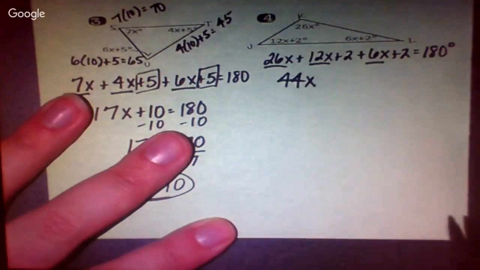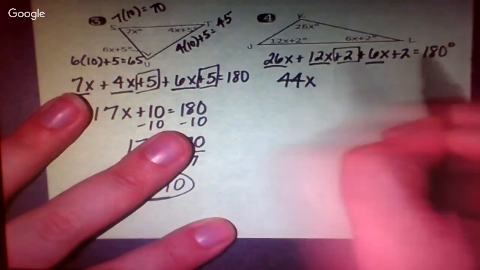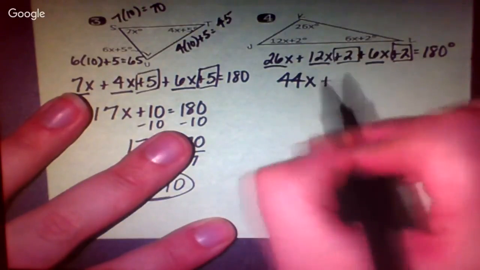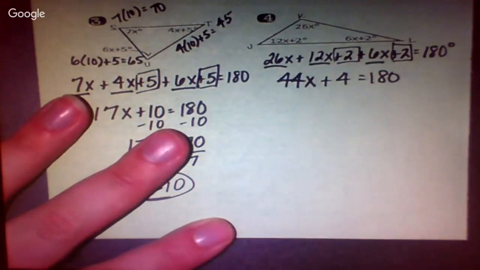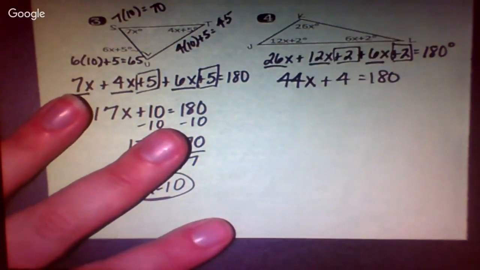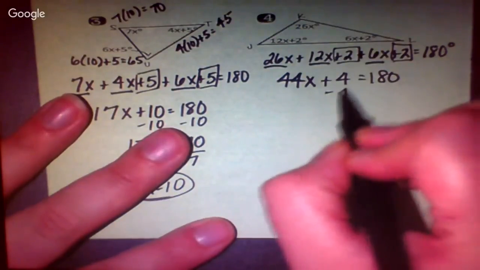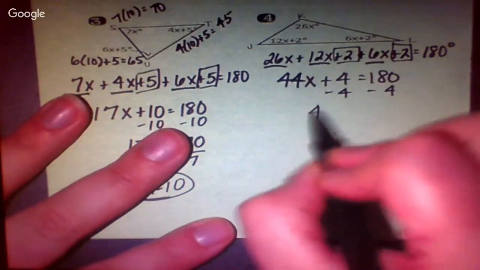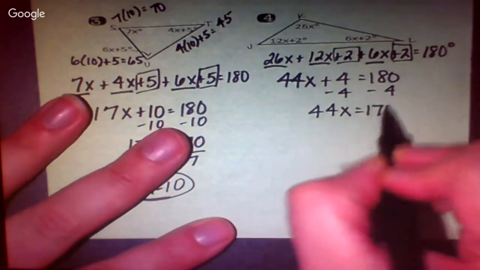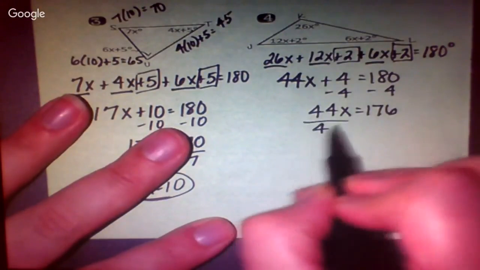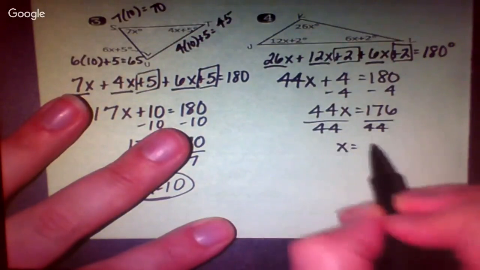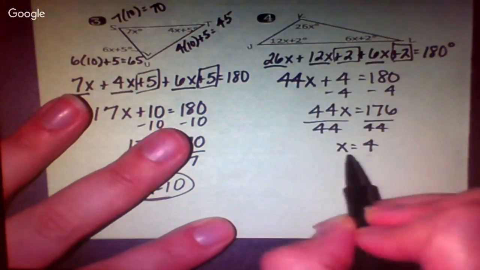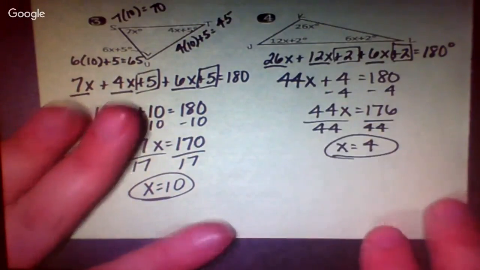44x plus 4. Good. You've got a 2 here and a 2 here. And that's equal to 180. Subtract 4. 44x equals 176. Divide by 44. What does x equal? You said 4? It is 4. X is 4.